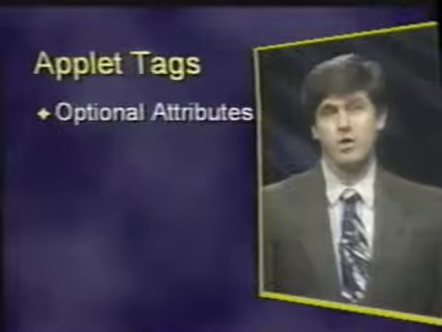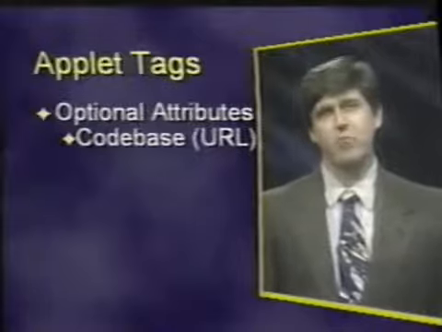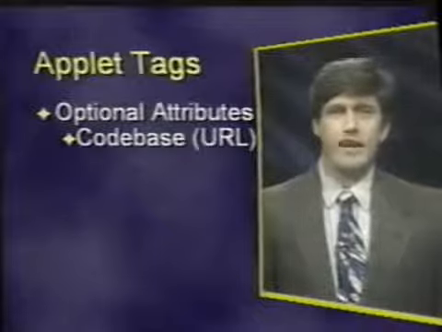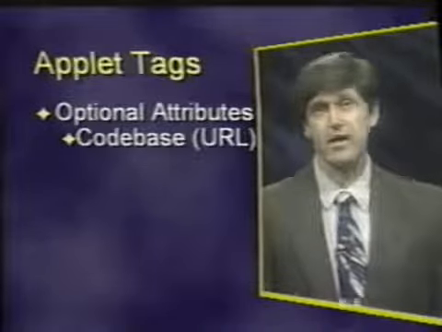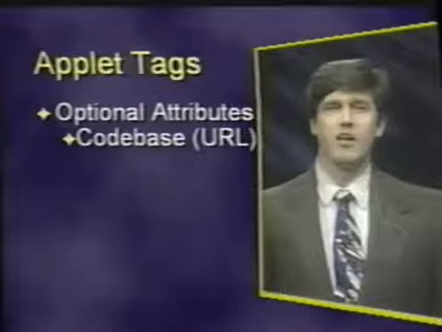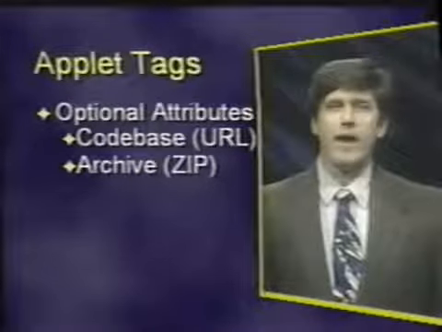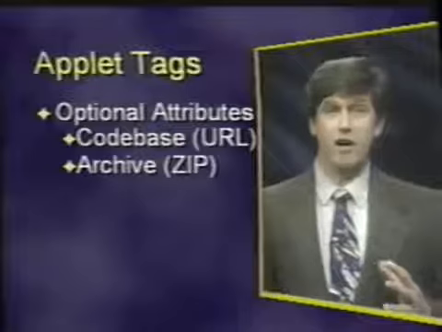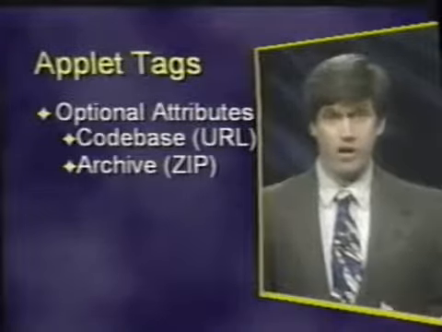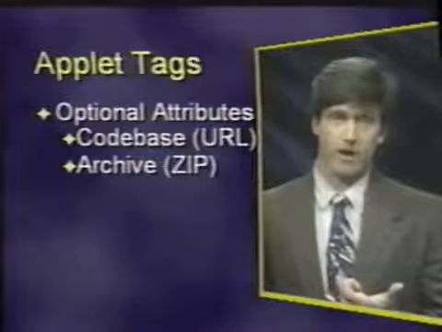Now, there are some optional applet tag attributes, the first one being the code base. The code base is followed by a URL that points to where the actual class files for this applet exist. Essentially, the browser needs to be able to load these objects over the web, and this is telling it where to grab them from. Now, an archive attribute is a way of compressing a set of Java classes into one file. This can be referred to with the archive attribute, and this is normally a zip file, which is a file format for these compressed files.